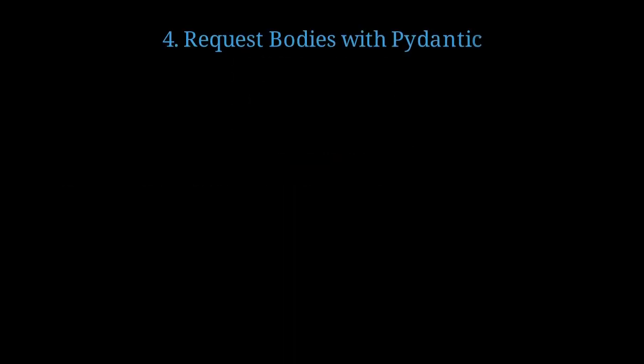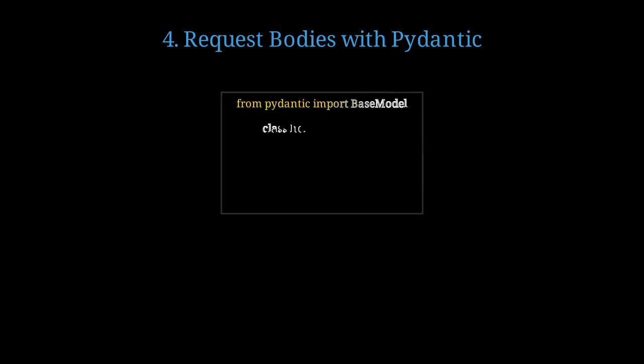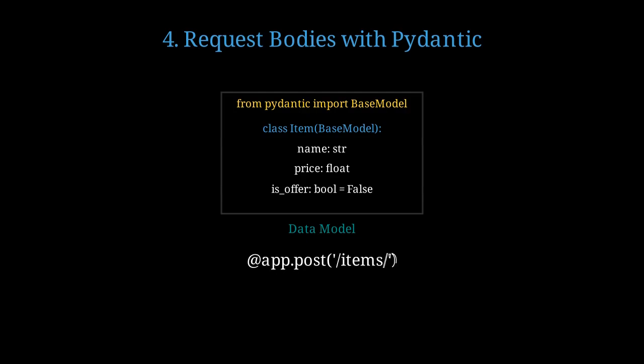Pydantic models make it easy to define and validate complex request bodies. We define a Pydantic model by inheriting from BaseModel and specifying fields with type hints and optional default values. We can use this model in a POST endpoint to automatically validate incoming JSON data. FastAPI will parse the request body, validate it against our model, and pass it as a Python object.